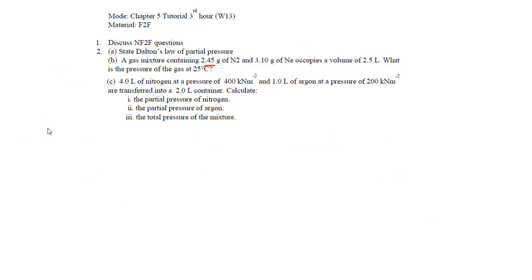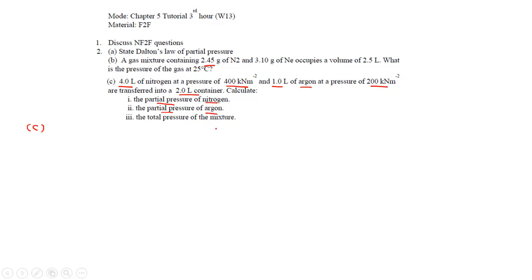Okay guys, we will continue with question 2C. So the question still involves partial pressure. 4 liter of nitrogen gas at a pressure of 400 kilonewton per meter square, and 1 liter of argon gas at a pressure of 200 kilonewton per meter square are transferred into a 2 liter container. The first two parts ask to calculate the partial pressure for nitrogen and the partial pressure for argon.